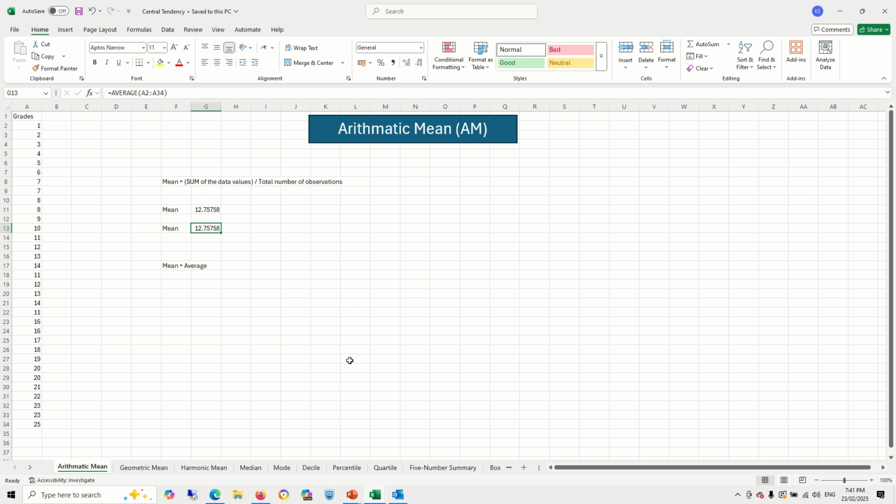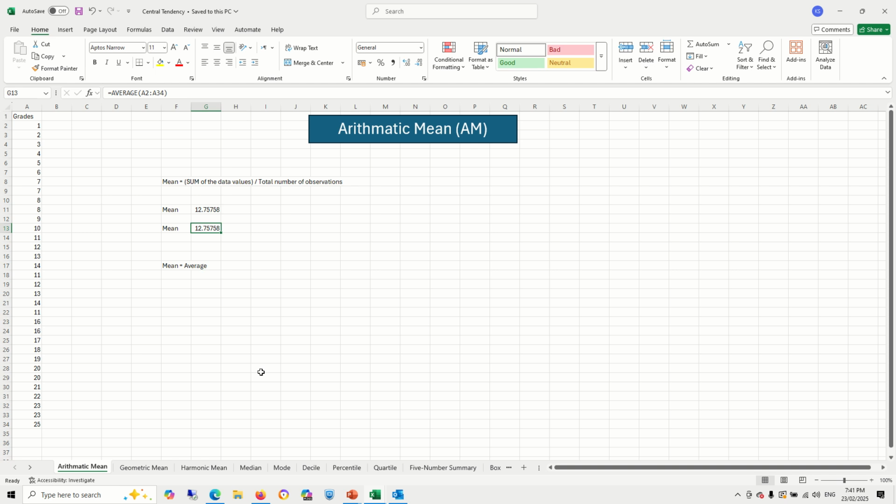In this lesson, I am going to talk about measures of central tendency. The measures of central tendency has more than one measure. We will start with the mean.